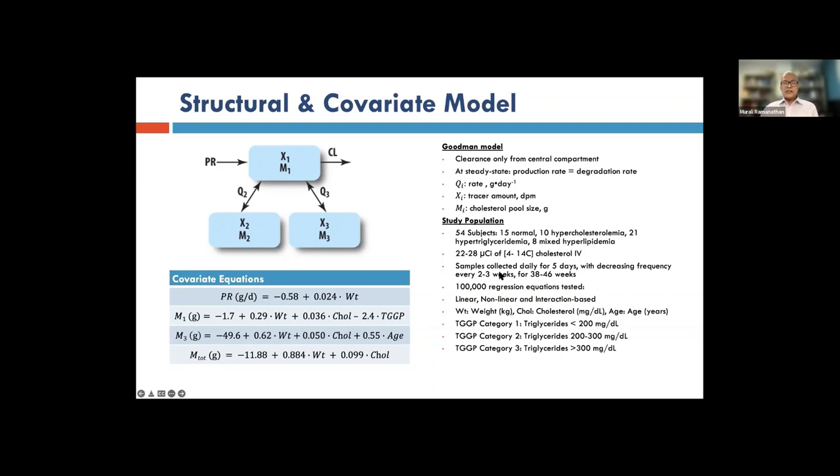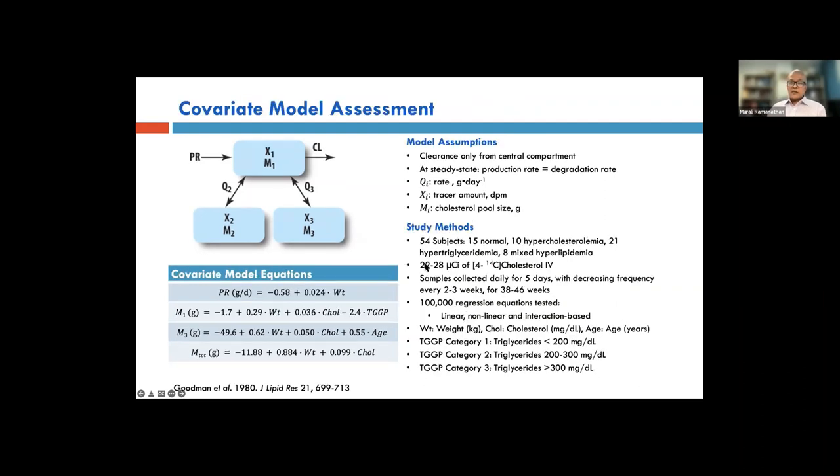And these authors did a surprisingly thorough job of exploring covariate models with the technology that they had at that time. And they had built out covariate models for the production rate, the size of the compartments, the total size of the cholesterol pool, things like that. And so we decided to focus on the elements of this covariate model and try to develop methods. So here's the reference. It's an old paper by Goodman et al., Journal of Lipid Research.